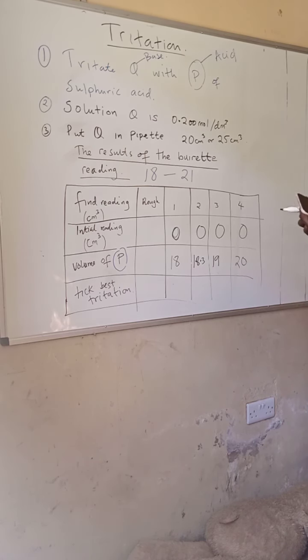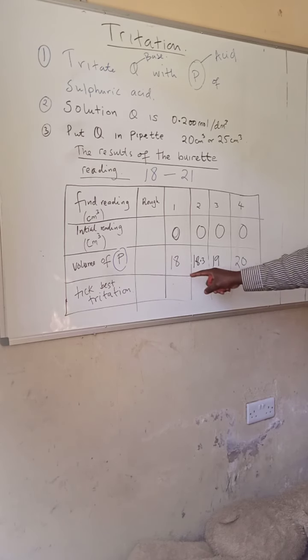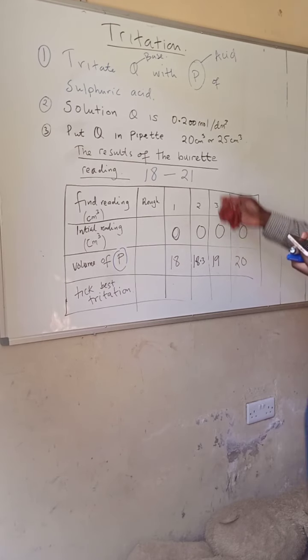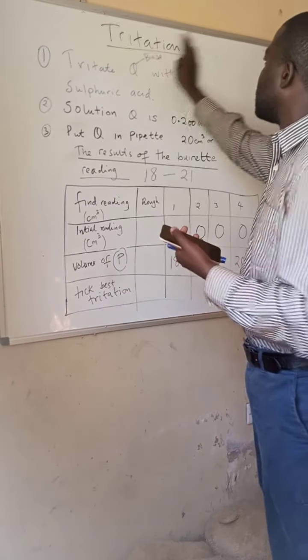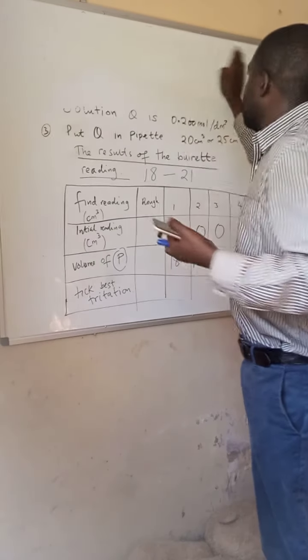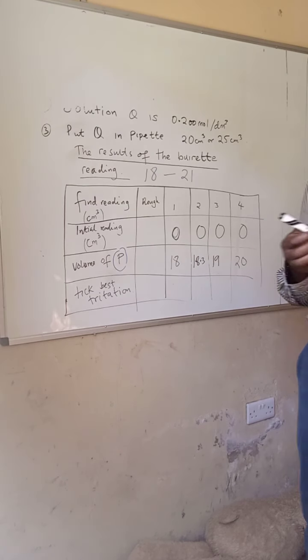Now we are going to look at question 1, guys. Before I tick the best titration, I'm supposed to find the average of this one plus this one plus this one and plus this one. The number I get, the one that is near that number, that's the one that's going to be the best titration. So we're now solving the questions. Please, you need to practice these things because they will come in your exam. You need to make sure you understand what I'm trying to explain to you.